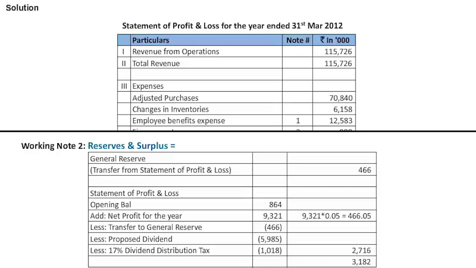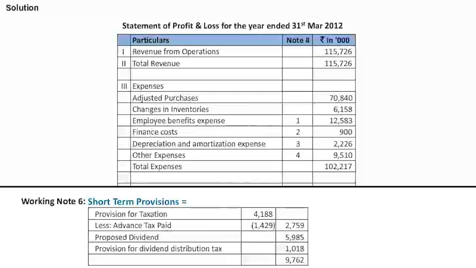So obviously it will reduce the overall accumulated profit balance because it will be paid out of the profit balance only. So 1,018 that will be reduction from the profit balance. Again, you will have to make a provision for this dividend distribution tax. So 1,018 will be part of your short-term provision. So everything done, even the adjustments we have closed.